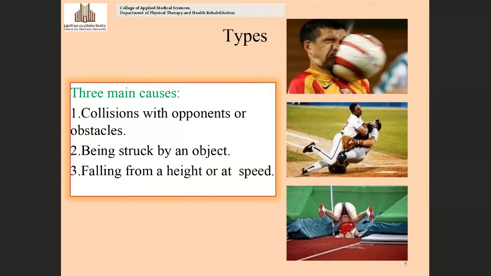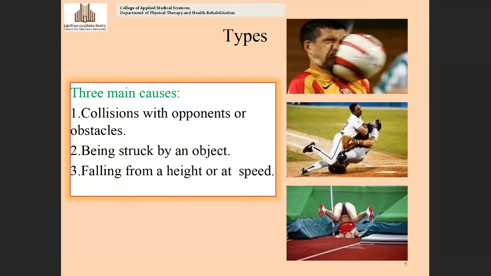Now you see the acute injuries. I have shown some pictures: a player collided with a ball in front of the face. So there is a possibility of injury to the neck muscles or sometimes hyperextension injury of the neck. In the next picture, two players are collided with each other and there is a possibility of injury. And in the third, you can see there is a high jump, and the person fell with the head. So there is a possibility of injury to the spine or the vertebral region. These types of injuries which occur suddenly are known as acute injuries, right? The sudden occurrence or sudden appearance of such injuries are known as acute injuries.